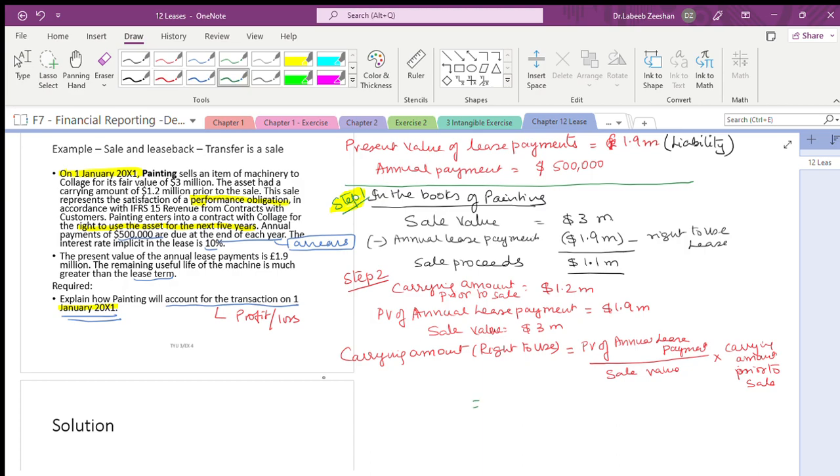How much is the present value of annual lease payments? Present value of annual lease payments is 1.9 million. Sale value is how much? 3 million. Is that right? And carrying amount prior to sale is how much? 1.2 million.